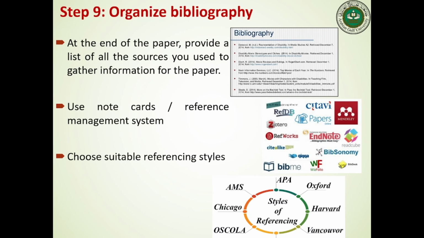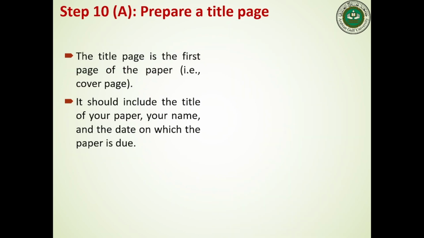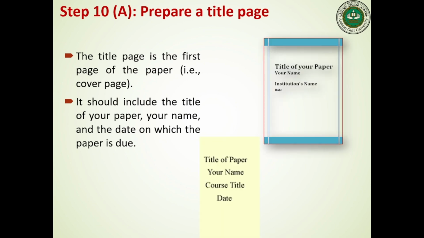So we might say one of the following is a reference management system. Give you 5 options. One of the following is the reference style. Then give you 5 options and ask you to find out. Of course, any assignment should have a title page. What are the components of the title page? Name of the title of your paper, your name, date, and the institution name. So we will give 5 options and ask you to identify which need not be on the title page.